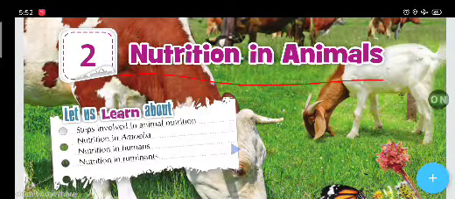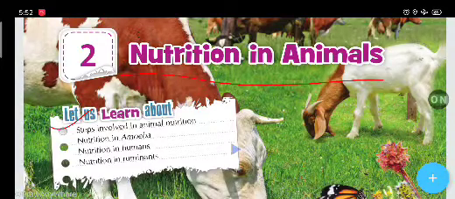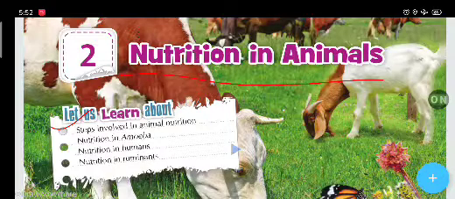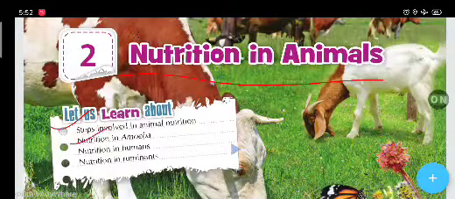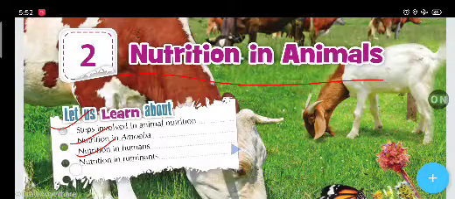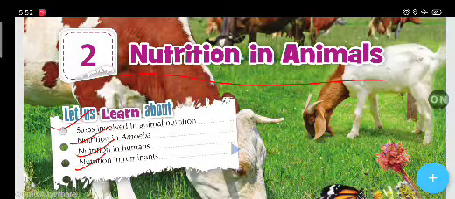So dear students, in chapter 2, Nutrition in Animals, we will discuss how nutrition takes place in animals, and we will discuss step by step the steps involved in animal nutrition: nutrition in amoeba, nutrition in human beings, and nutrition in ruminant animals. Step by step we will discuss that.